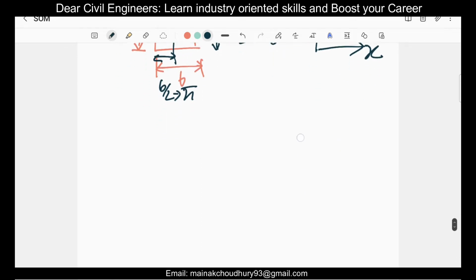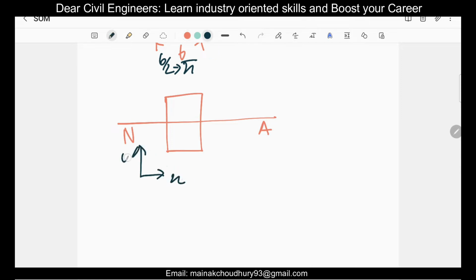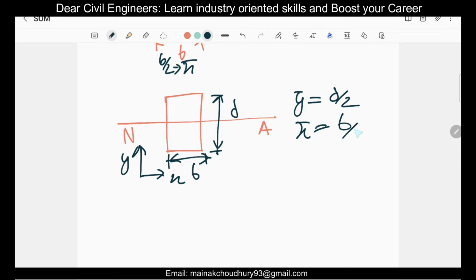Similarly, if we draw another rectangle here, there is an axis here which can be called the neutral axis, and in this, if I draw, this axis is x and this is y. Whatever this is, it is your D, and this is your B. Similarly, y bar will be equal to D by 2 and x bar equal to B by 2. So these are the general things used for the rectangular section. For the centroid, it is pretty easy.